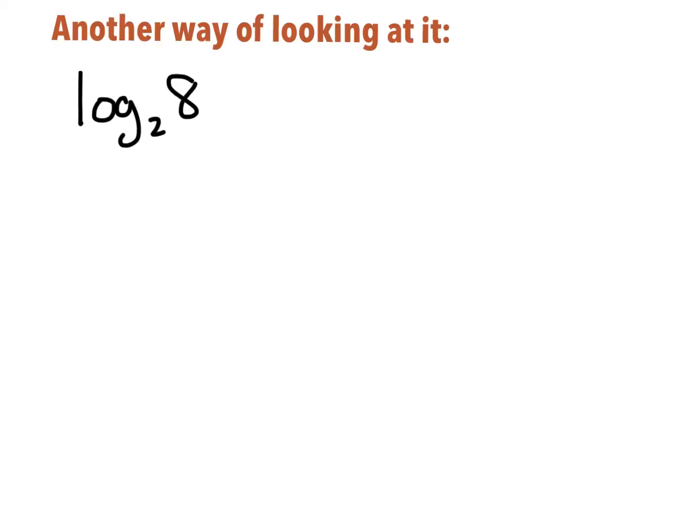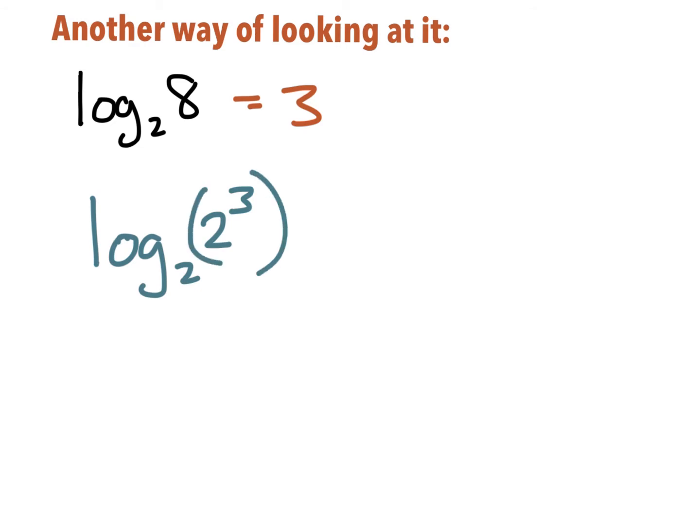Another way of looking at it is sometimes we just want to make them the same base. Here we have log base 2 of 8. We know that this is equal to 3 because 2 to the third power equals 8. Check this out. I could write this as log base 2, and now I could write 8 as 2 cubed. That's the same thing as 8. Now we see by our log properties, if these bases are the same, it's just equal to this exponent. A second ago we saw that that was equal to 3 as well.